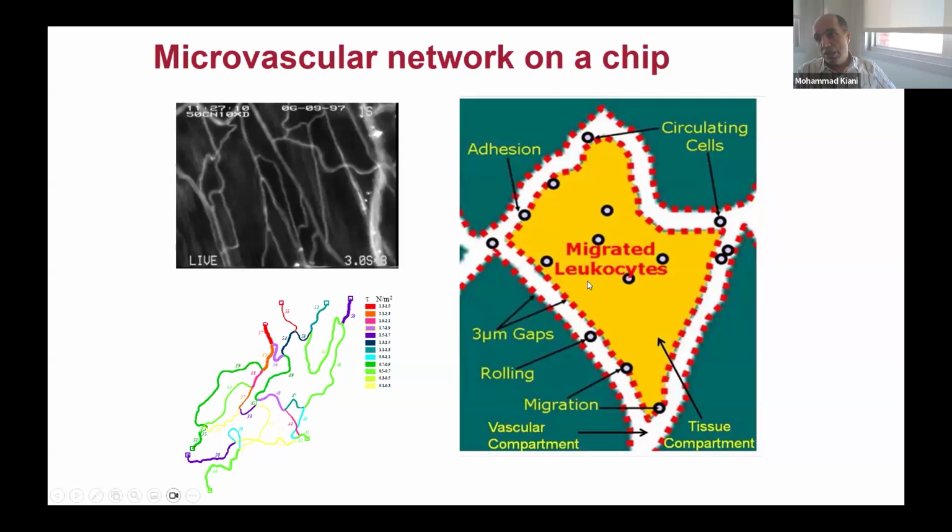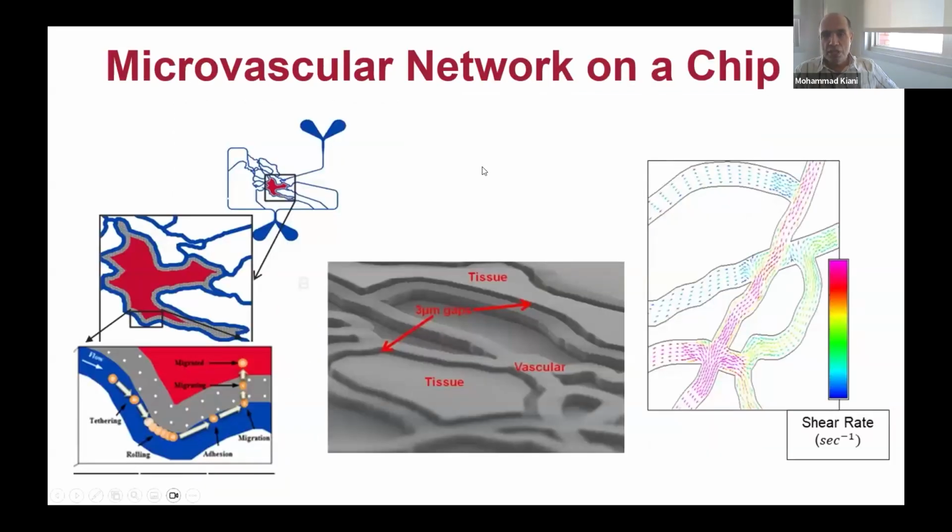on a chip, including various tissue sites. So we could get a situation where the tissue component is connected to the vascular component through 3 micrometer gaps, which is the standard of what's been seen in vivo. This allows us to look at rolling, adhesion, and migration of neutrophils in the same chip. This again shows you the overall design: the complete microvascular network reproduced on a chip, with the neutrophils flowing. And this is an image of how the system looks, where you see the tissue compartment, the vascular compartment, and the gaps and how they're connected together.